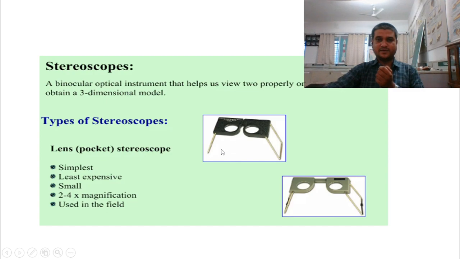Beside this you can see the photo here, and by observing this you can see the 3D model. Okay, this is the simple stereoscope. You can remember that it is also known as the lens pocket stereoscope. It is the simplest, least expensive, very small, and used in the field. You can easily operate it in the field.